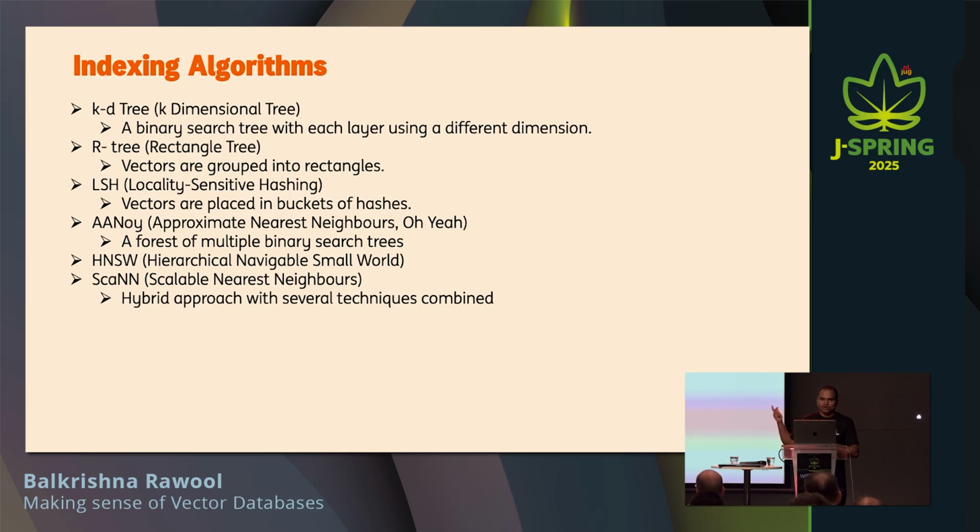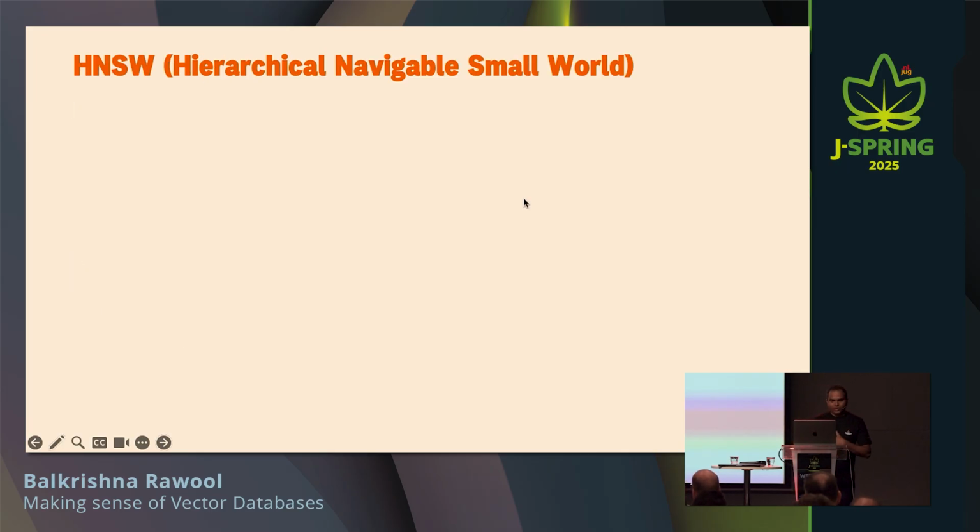KD-tree, R-tree, and ANNOY are tree-based. LSH is hash-based. And HNSW is graph-based. We'll discuss HNSW in a bit more detail on the next slide. SCANN is basically a hybrid approach, so multiple techniques combined together. So let's take a look at HNSW, or hierarchical navigable small world, in a bit more detail.